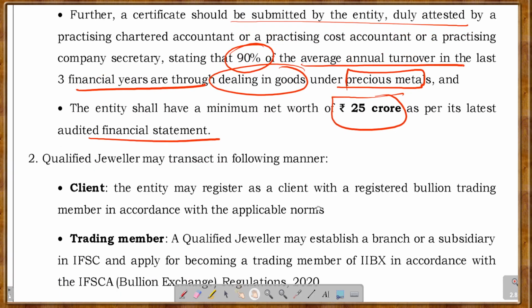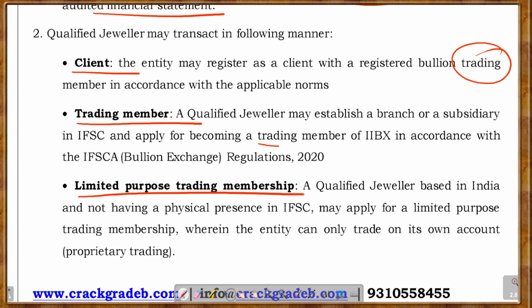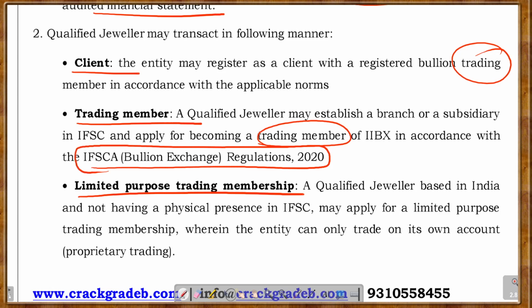Next is the qualified jeweler. They may transact in the following manner. They may transact as a client, as a trading member, as well as a limited purpose trading member. Client means you have to register with a trading member. When you yourself become a trading member, then you have to take the approvals, and there are a lot of approvals. So either you can become a client or become a trading member yourself, but mostly it doesn't happen. The person either becomes the client or the limited purpose trading member.